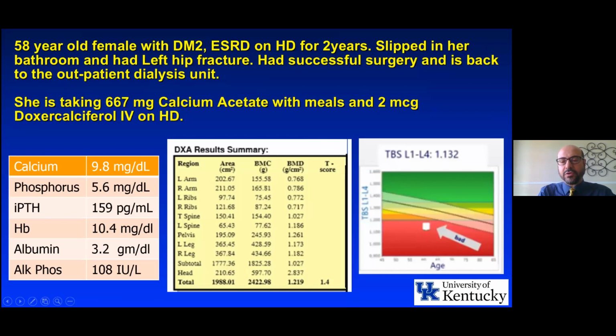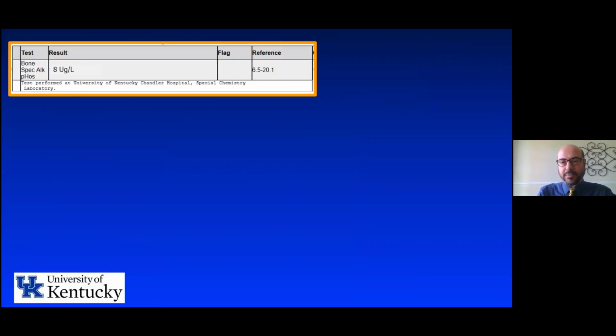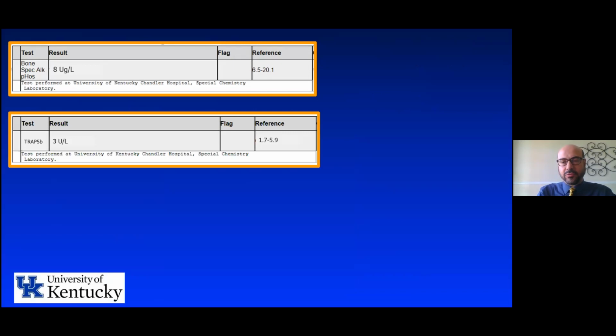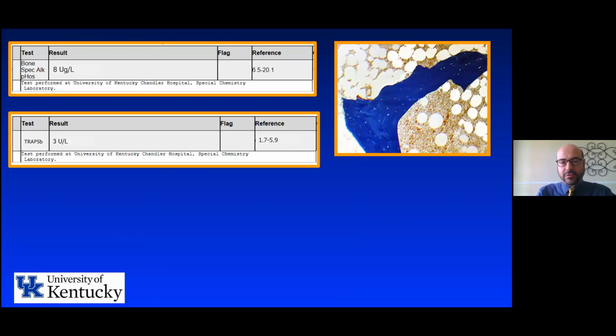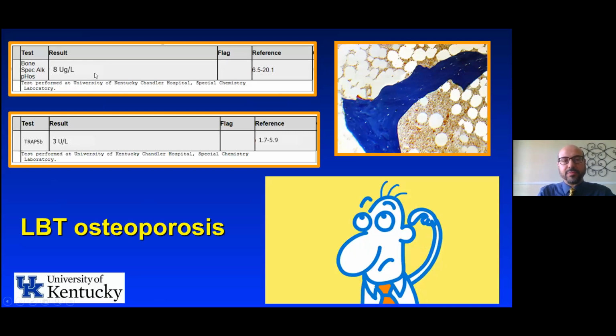Here, our patient had a low TBS, and this might indicate that she had a bone quality problem. So we decided to see if she has a bone formation or resorption problem. We did biomarkers, and the most commonly used biomarkers for dialysis patients are bone-specific alkaline phosphatase and TRAP5b, which is tartrate-resistant acid phosphatase. The bone-specific alkaline phosphatase is a marker of bone formation, and TRAP5b is a marker of bone resorption.